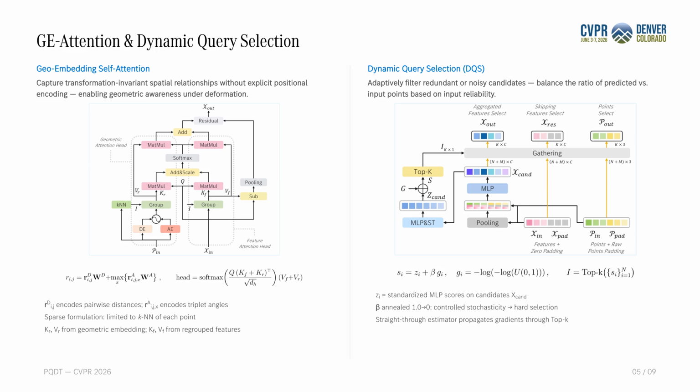On the right, the dynamic query selection module adaptively filters redundant or noisy candidates. We compute standardized scores Zi through an MLP, perturb them with Gumbel noise scaled by beta, and apply hard top-K selection. Beta is annealed from 1 to 0 during training, starting with exploration and converging to deterministic selection. A straight-through estimator enables gradient flow through the discrete selection.